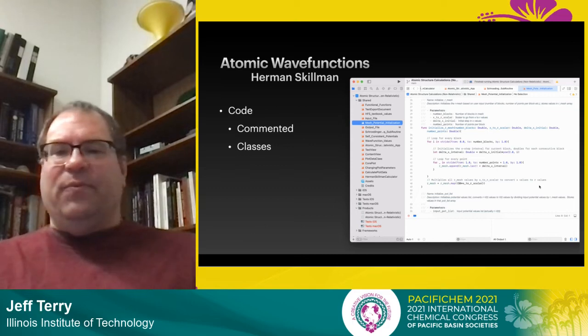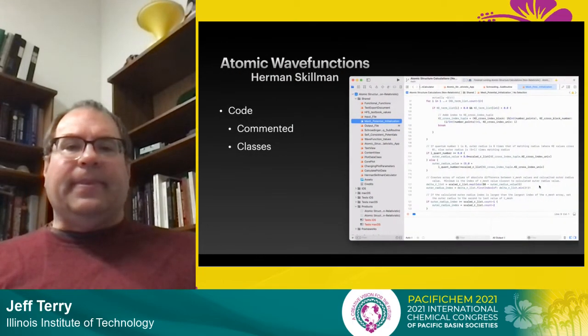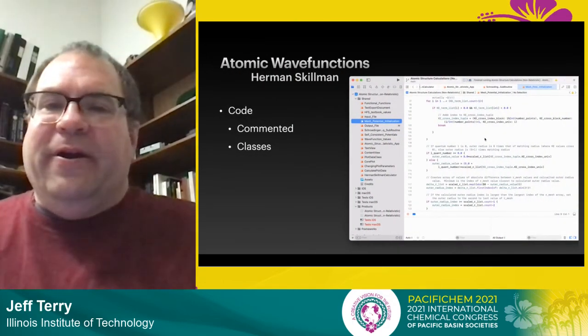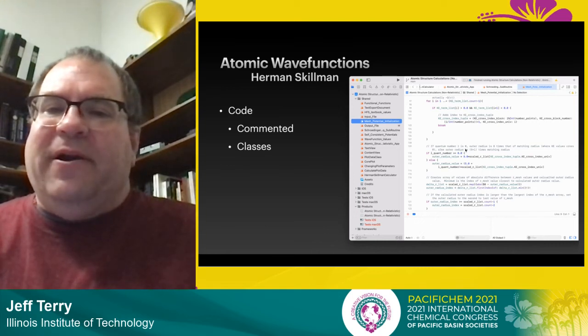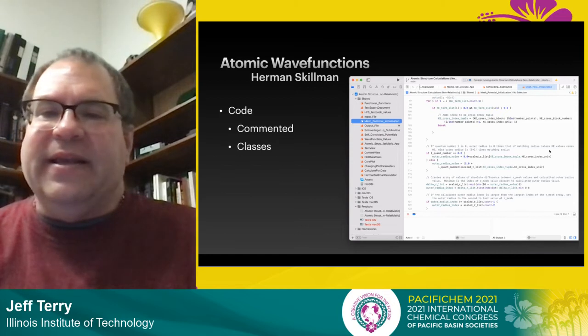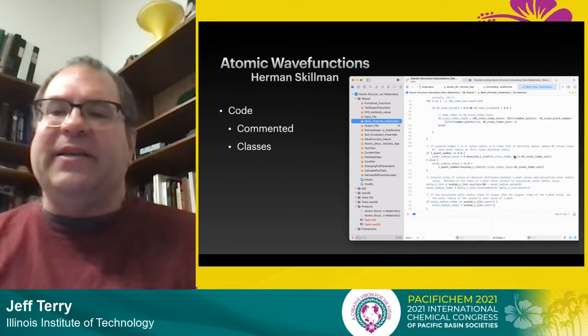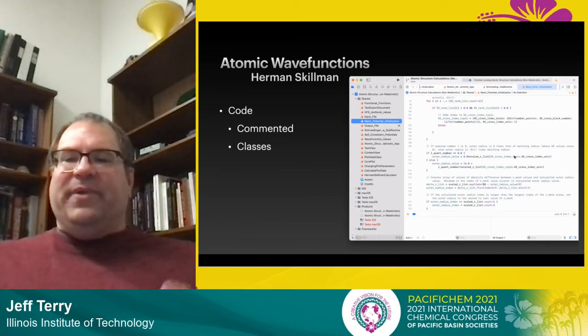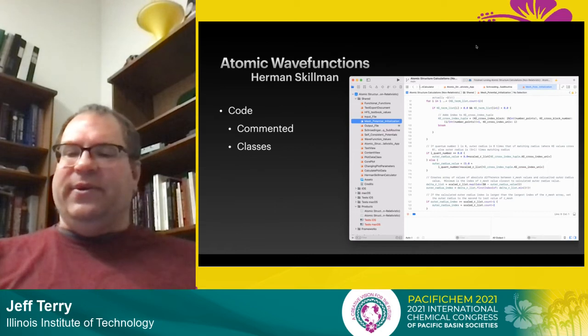And this is very important. Here, another example: if the quantum number L is 0, the outer radius is 8 times that of the matching radius, else the outer radius is 5 plus L times the matching radius. It's important to be able to look and see things like this and understand what the code is actually doing.